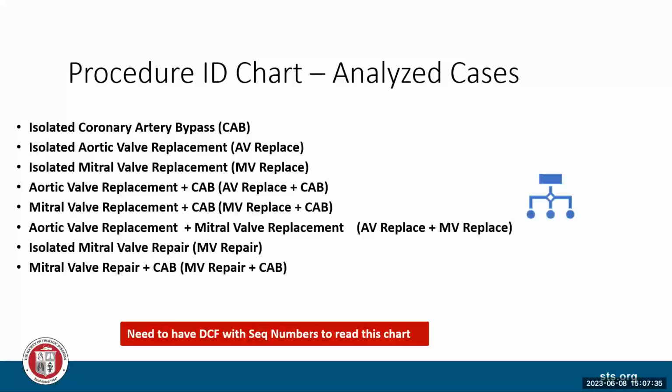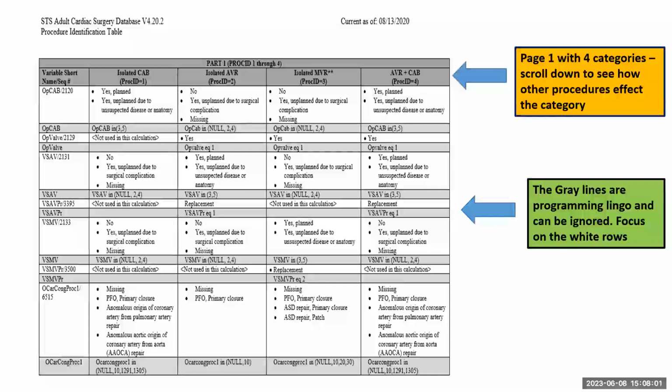And the other important thing that you need to know is you've got to have that annotated data collection form with the sequence numbers on it to read this chart. You really do. It's very helpful because you're going to want to know your sequence numbers when you're looking at this chart. I'm going to give you my tips on how to read this. Okay. So when you pull this up, this is what it looks like. It's busy, man. I'm telling you, look at it. But we're going to try to break it down.